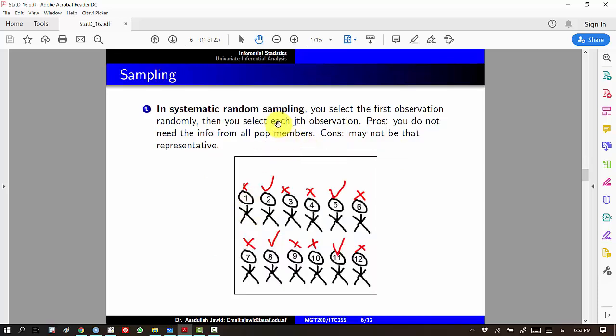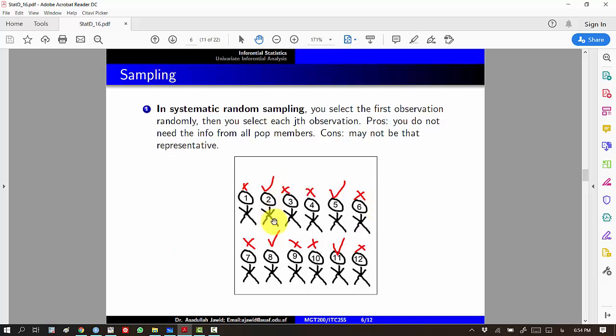In systematic random sampling, you select the first observation or the first member of your sample randomly, then you select each jth observation. Jth observation means each second, each third, each fourth, each 10th observation. The pro of this method is that you do not need the information from all population members. The con is that you may end up with a non-representative sample.